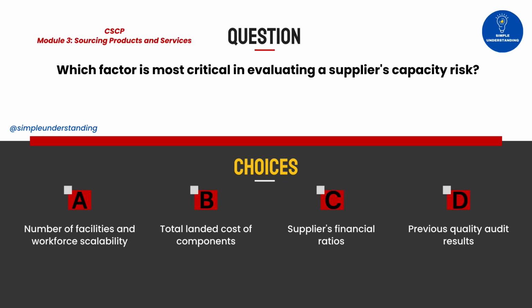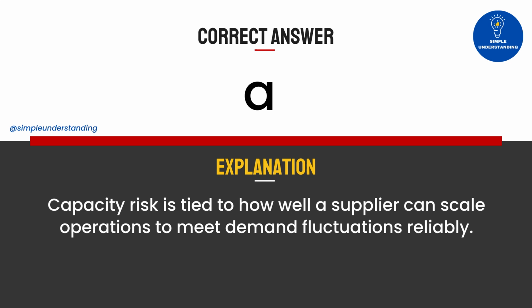9. Which factor is most critical in evaluating a supplier's capacity risk? A. Number of facilities and workforce scalability. B. Total landed cost of components. C. Supplier's financial ratios. D. Previous quality audit results. Correct answer, A. Explanation. Capacity risk involves assessing the supplier's ability to scale operations during demand surges.